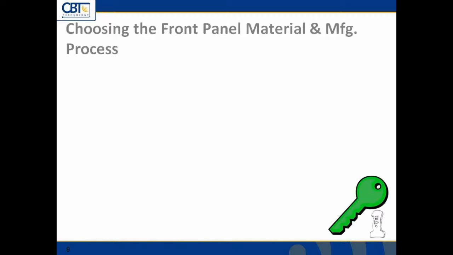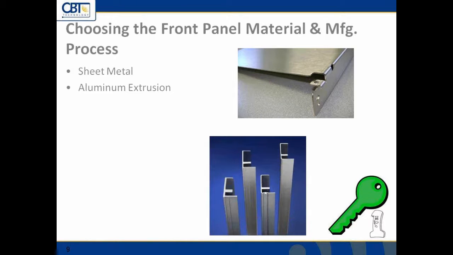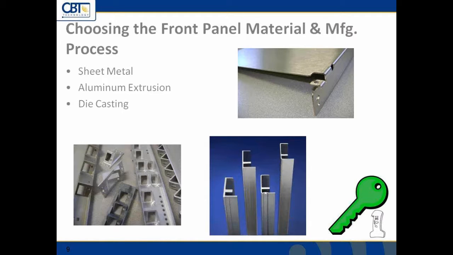So we take a look at what we have for options, really. We'll talk about sheet metal when we talk about the materials or the process itself. We have aluminum extrusions, which we'll delve into, and then finally we will talk about some options with die-casted parts for front panels. So to start with, again, sheet metal.